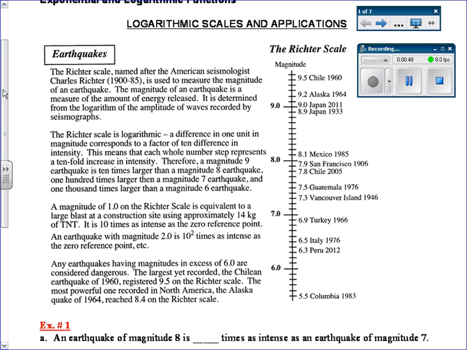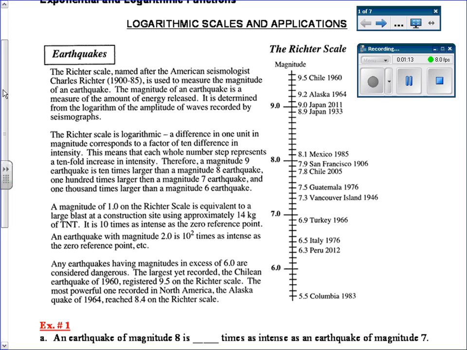So that amount of energy released is determined from the logarithm of the amplitude of waves recorded by seismographs. Way beyond the scope of this course, but what we're looking at is the differences in intensity levels, what it actually means to be 7.8 on the Richter scale compared to 8.9 on the Richter scale. So the Richter scale is logarithmic. A difference of 1 unit in magnitude corresponds to a factor of 10 difference in intensity.